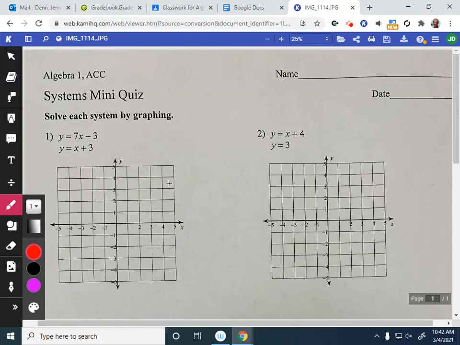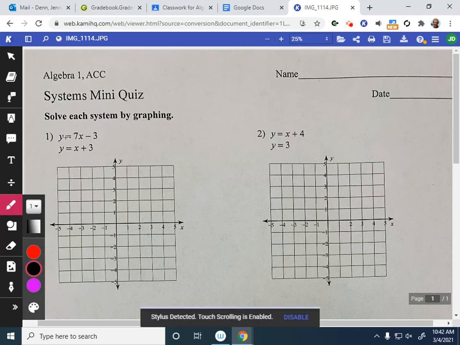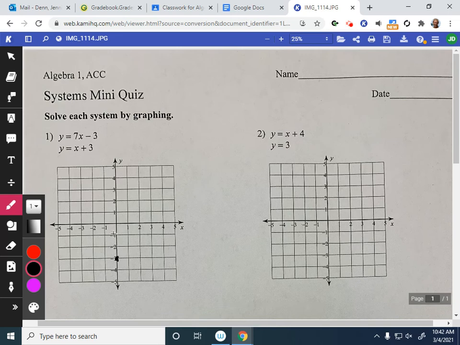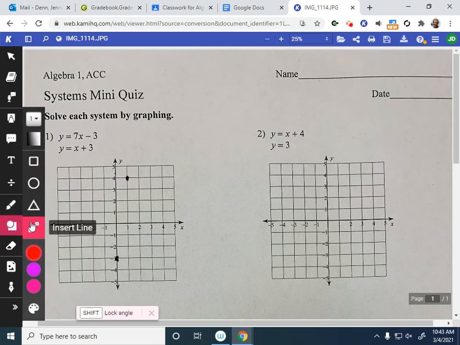All right, here are answers to the review for the quiz. So first one, solve each systems by graphing. So I'm going to graph y equals 7x minus 3. So I have a y-intercept of -3, and the slope is 7. 1, 2, 3, 4, 1, 2, 3, 4, 5, 6, 7 over 1. So there's my first line.